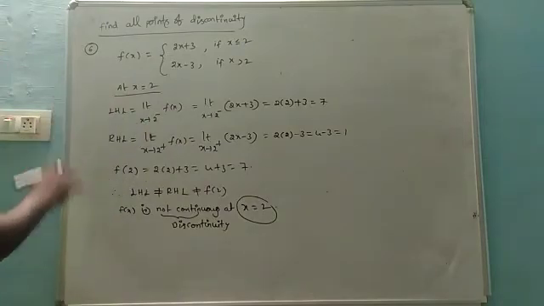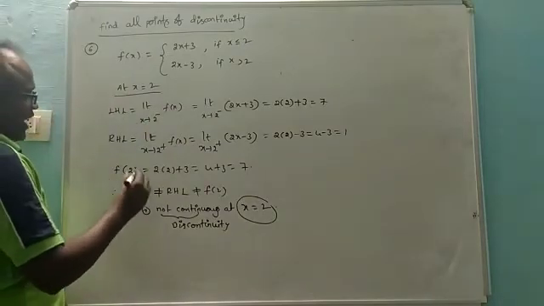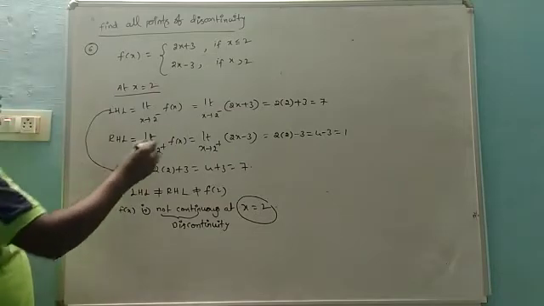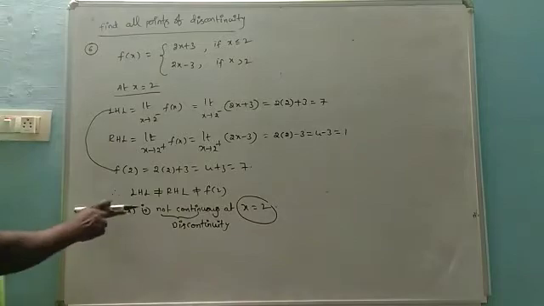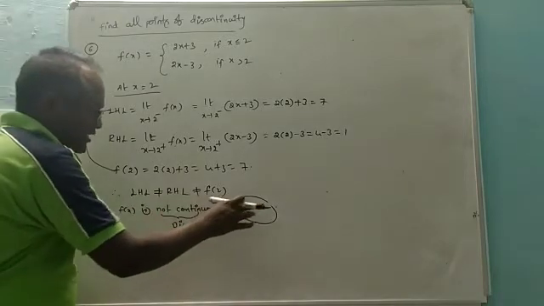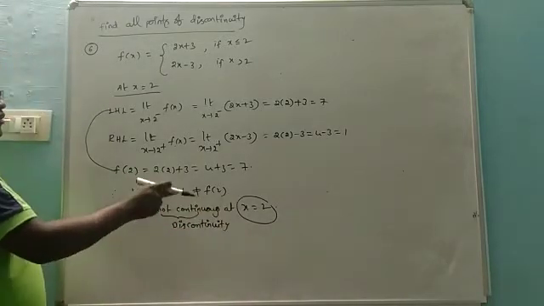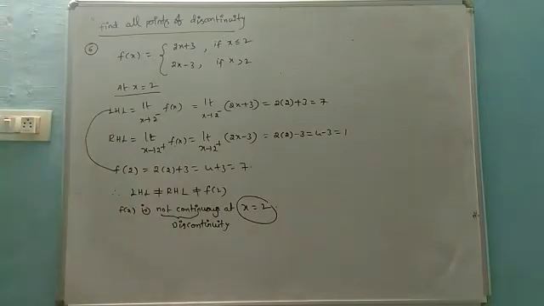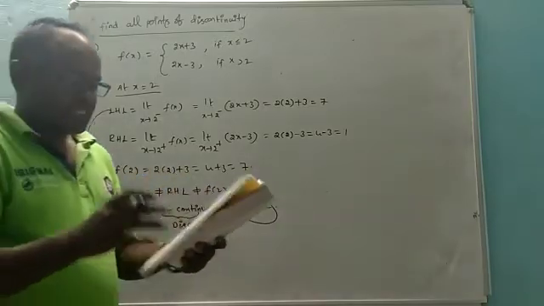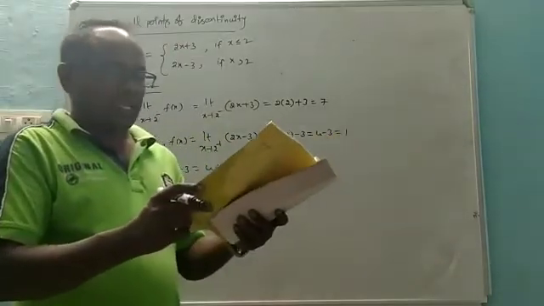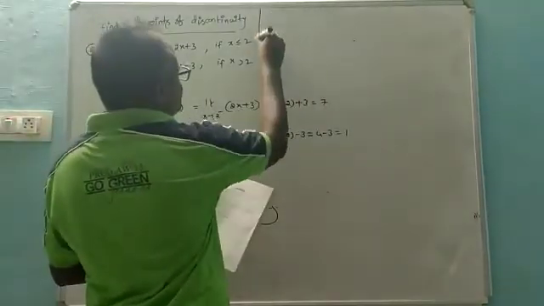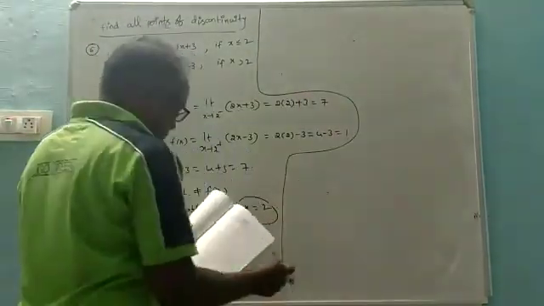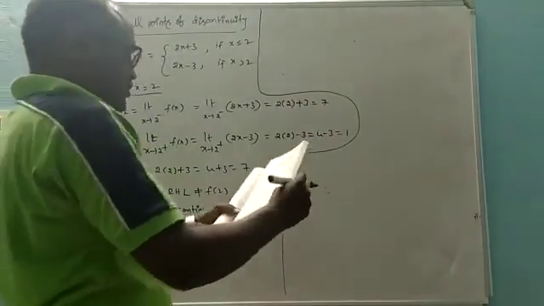Otherwise it is called continuous. For example, if the left hand limit and the f of 2 value are equal, it is called left continuity. But whenever f of x is not continuous at x is equal to 2, the left hand limit is not equal to the right hand limit, which is not equal to f of 2. So this is the method. The same applies to problems 7, 8, 9, 10, 11, 12. For example, let us discuss one more problem, question number 7.